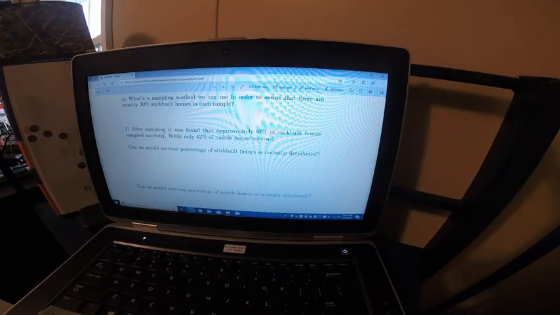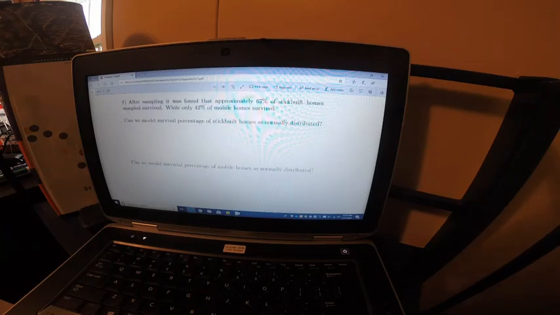All right, E says what's a sampling method we can use in order to ensure that there are exactly 30% stick-built homes in each sample? It's a flashback. We did this earlier in the semester. It should just be stratified sampling. You should know that. That's something you just got tested on. So that's just a flashback. Make sure you still remember that material.